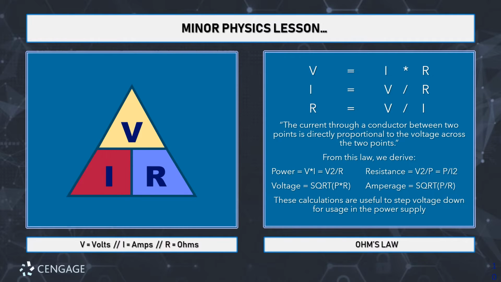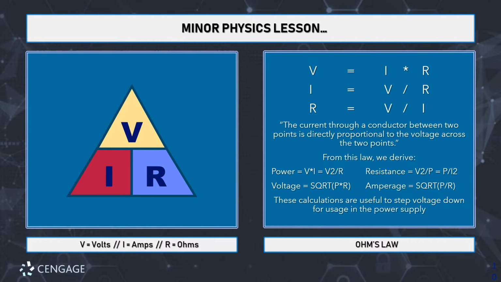This pyramid is probably very familiar to any of you who got through high school science. The text of it reads, the current through a conductor between 2 points is directly proportional to the voltage across those 2 points. So current, the amount of flow, if you will, is proportional to the voltage from one point to the next. So we have to figure out the resistance. So V is equal to I times R. The voltage of the equation is equal to the amperage multiplied by its resistance.